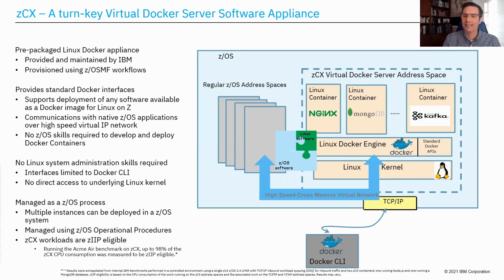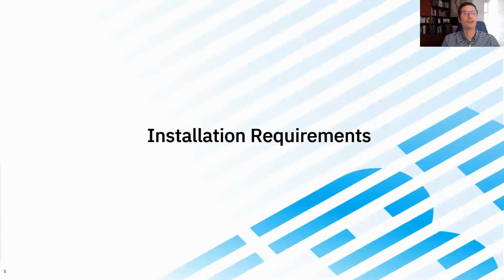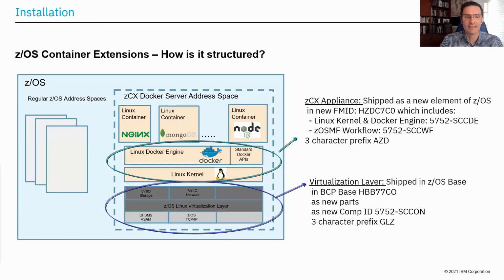And the best news of all is that up to 98%, or even more than 98% in certain circumstances, of the workload can be dispatched onto zIIP engines, making your monthly licensing charges as close to zero as possible. So this is, in a nutshell, what zCX is all about, okay? With that, we're now going to go into the installation requirements. That was just a really fast 5-minute overview of the technology, and now let's focus on what you need to install zCX.